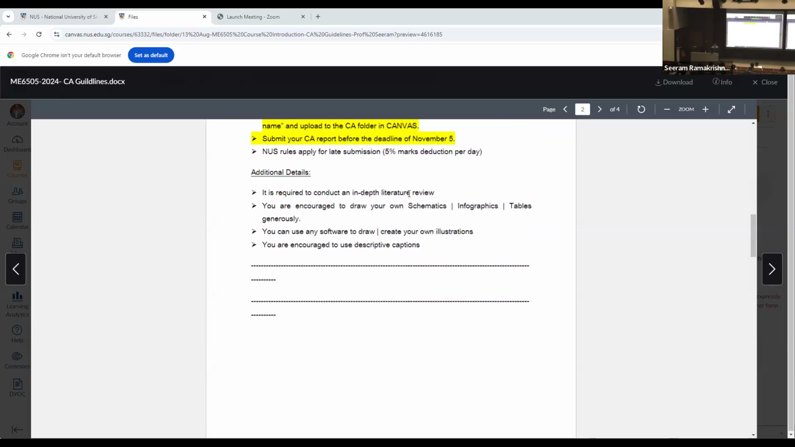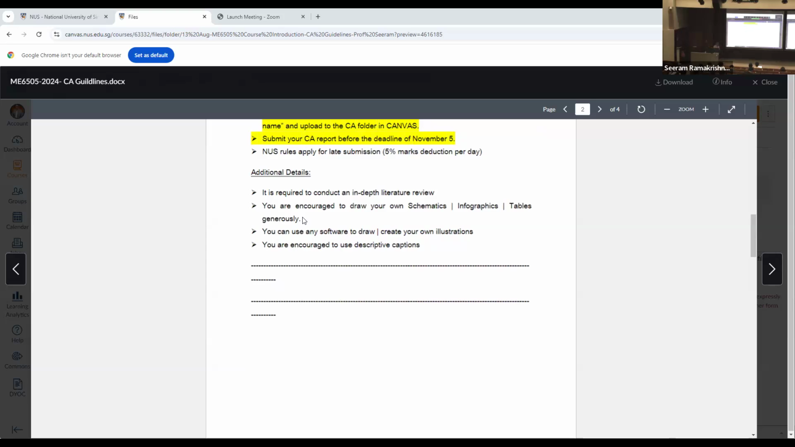It is required you do an in-depth literature review. You have to draw your own schematics, infographics, and tables. Somebody asked me what kind of software. Previously, I used to give some software, like I list them, but I find now there are too many. I can't even follow how many are available. So I leave it to you. You decide whatever software you want to use, please go ahead and use them.